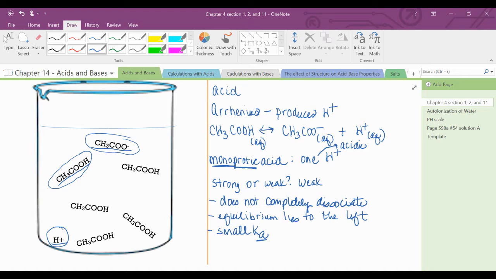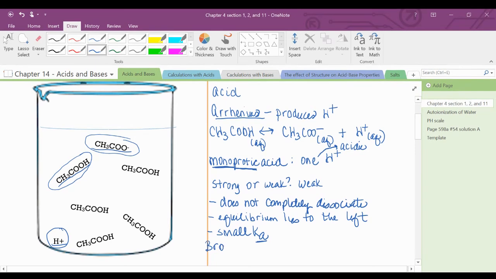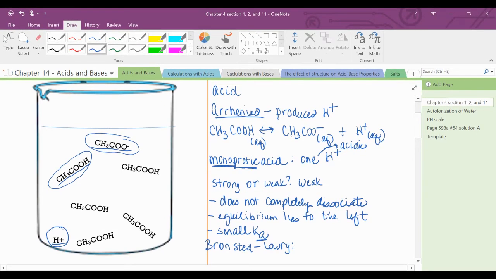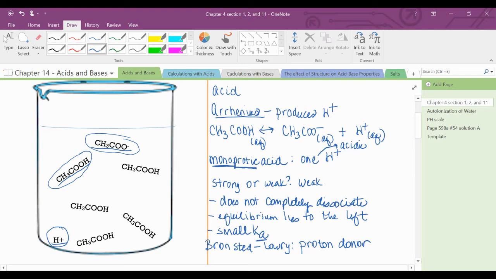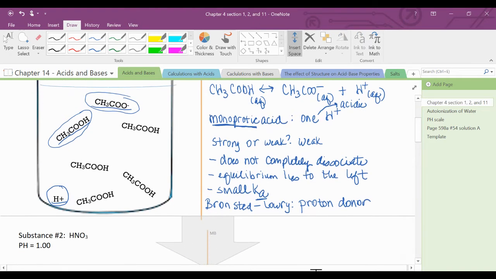Now, another way to define an acid besides the Arrhenius definition is the Bronsted-Lowry definition. And the way that it's defined here is that it's a proton donor. So in other words, it has a hydrogen to give away. And again, we can write an equation to prove that this would be a proton donor.